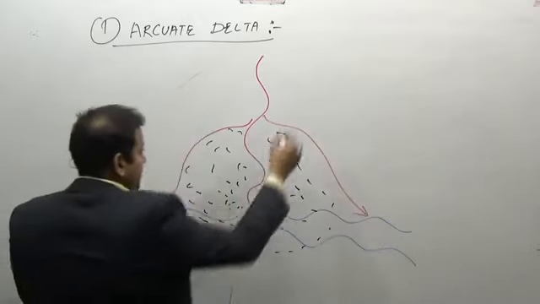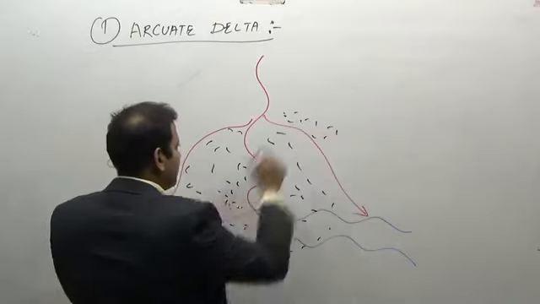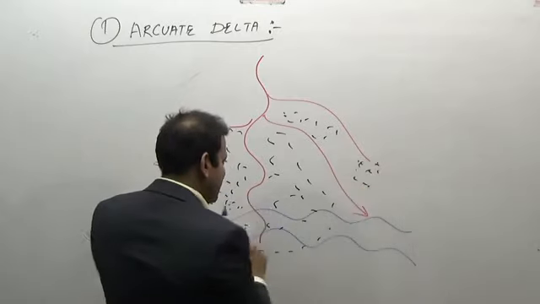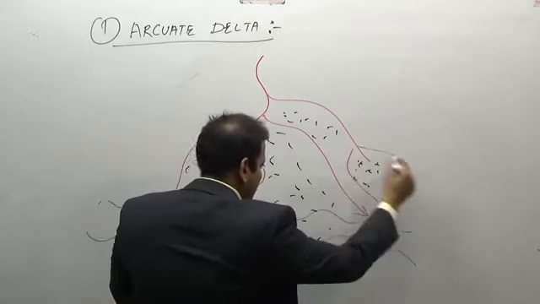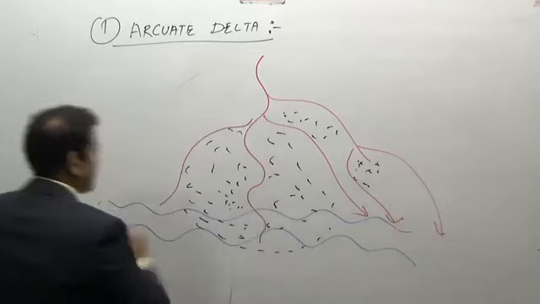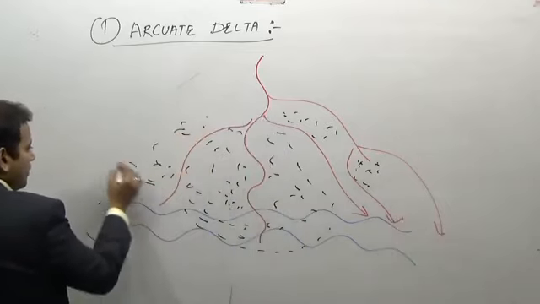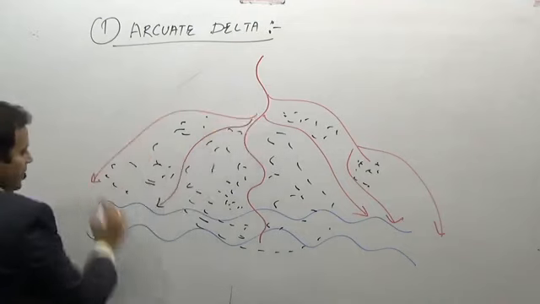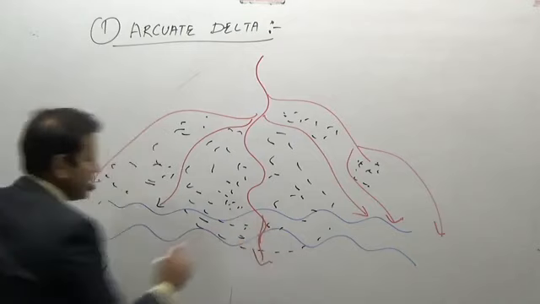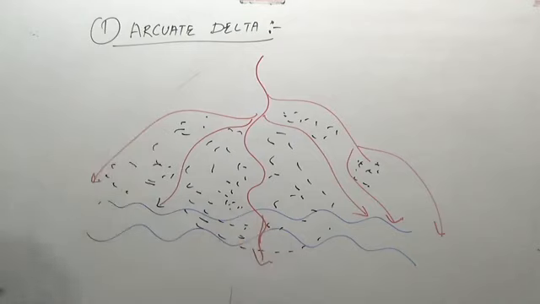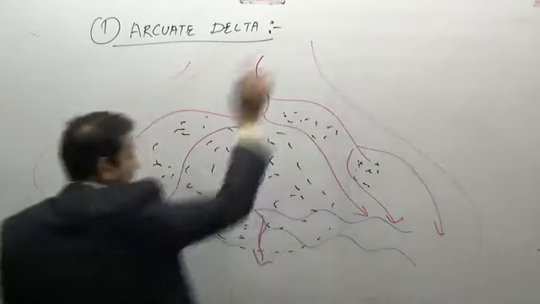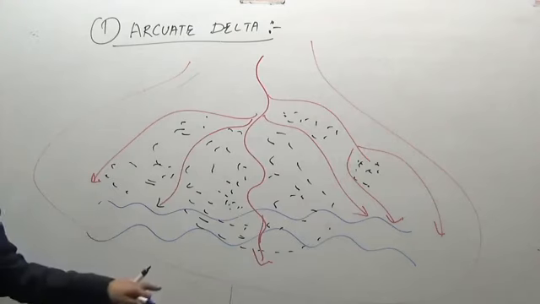The river will again get bifurcated into different channels. Again deposition of sediments here, and again the river gets bifurcated. Deposition of sediments, again the river is getting bifurcated. Can you see this? It is having a fan shape, looking somewhat like a fan, that is, the main channel is extending deep inside the sea while the surrounding margins narrow down.